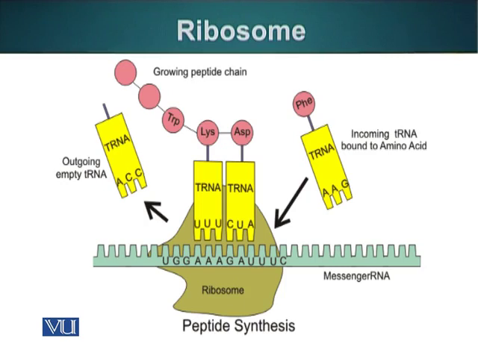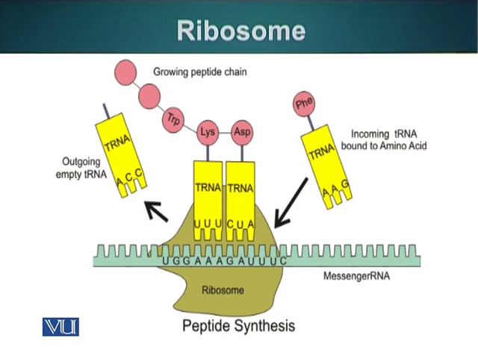Ribosomes basically catalyze the reaction in which two amino acids are linked together by a peptide bond. This bond formation is catalyzed by an RNA molecule present in the large subunit of the ribosome, and it is not the protein which is catalyzing this reaction. So the enzymatic activity of the ribosome is due to an RNA molecule.